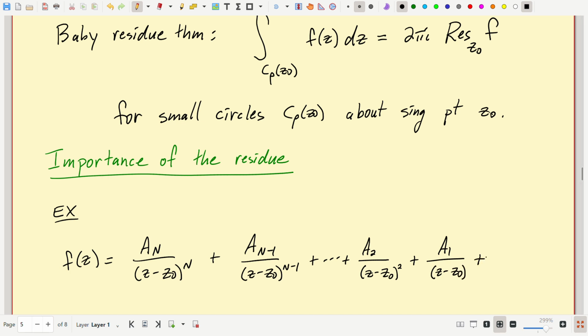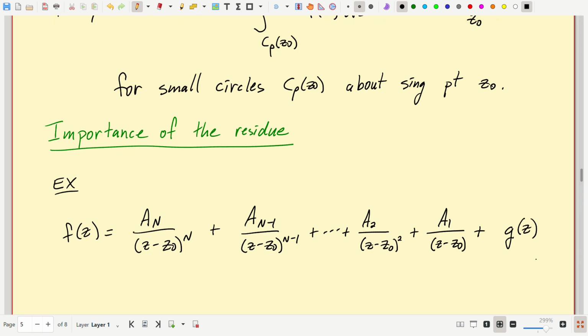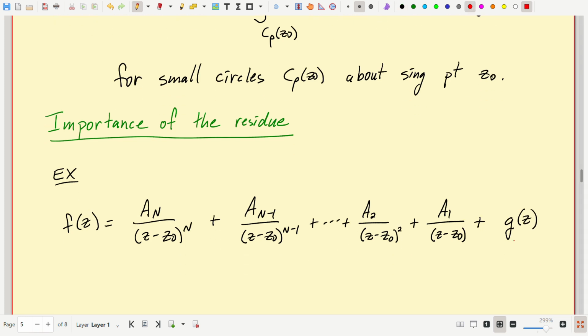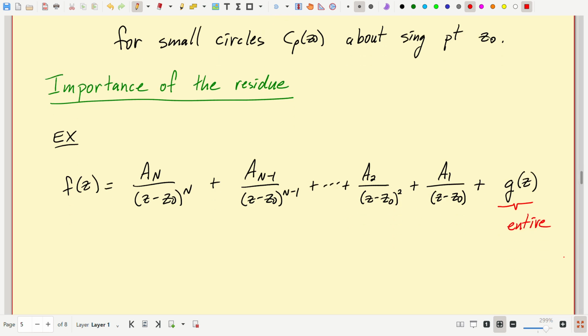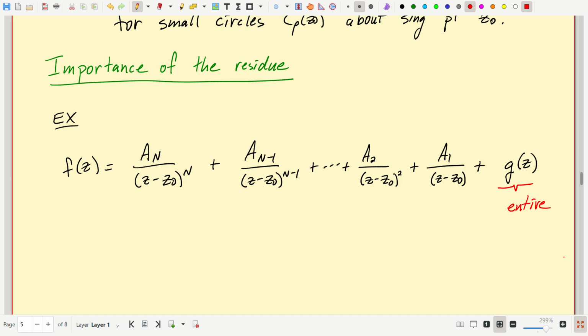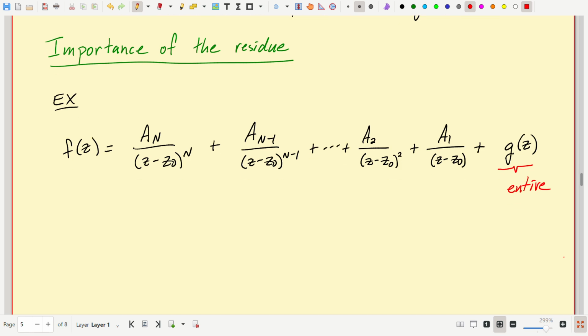And then I'll have a g of z that's entire. That would be the power series part. So this is going to be entire. And if you look at that for a minute, you realize that every one of those terms in that thing is the derivative of something, except for this one. This is the residue.